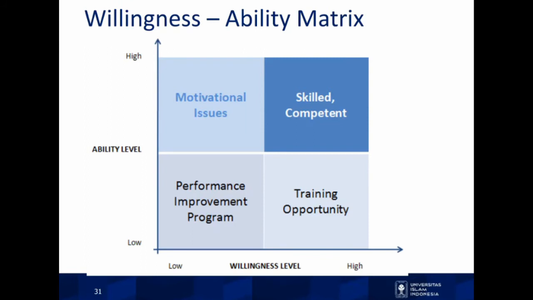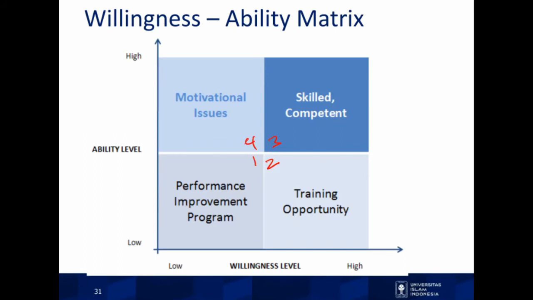Willingness is related to motivation, and ability is related to skill or knowledge. And there are 4 areas there: quadrant number 1, number 2, number 3, and number 4. The willingness level can be divided into low and high, and the ability level as well is divided into low and high.